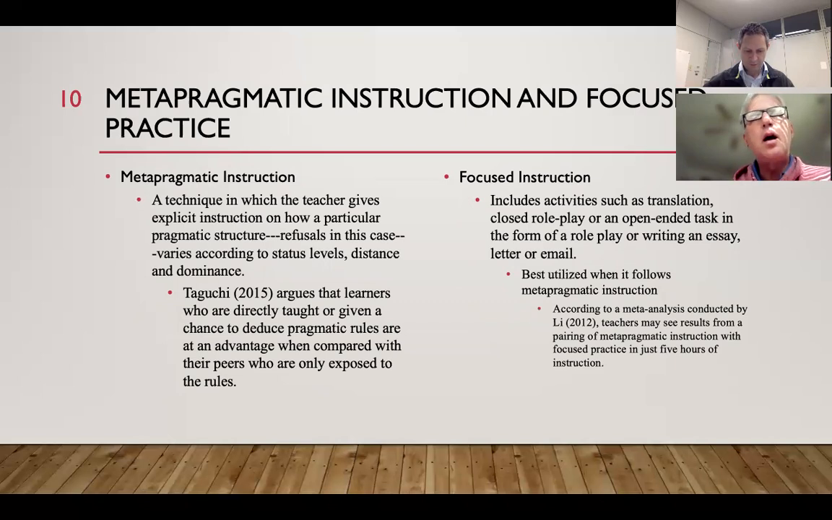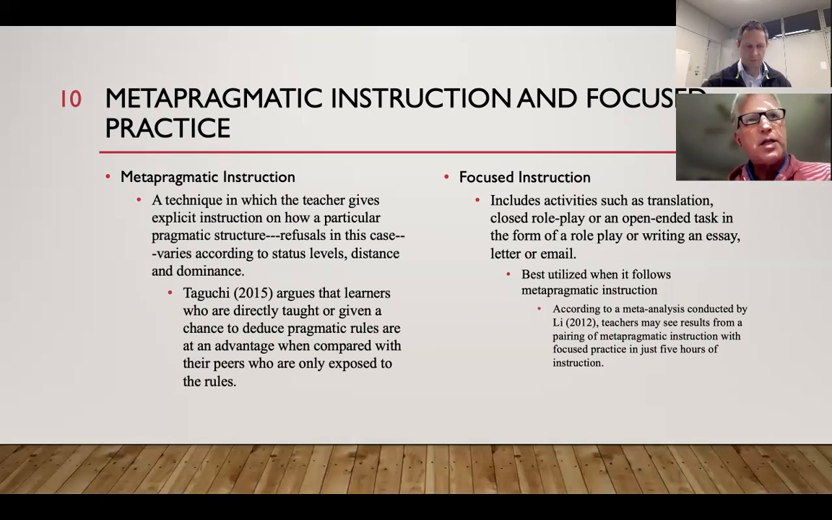So we've been talking, for instance, about giving refusals to people at different levels of status. Like to somebody who's at a lower status, you would probably give a direct refusal, or to equal status. But for an indirect refusal, lots of times we'll give that to somebody at a higher level of status. And metapragmatic instruction is really powerful because it shows strong gains when it's used with students at different levels. And Taguchi in 2015 did a massive review of all the research into the instruction of pragmatics and found that learners who are taught directly or given a chance to deduce pragmatic rules are at an advantage when compared to those who are only exposed to the rules.